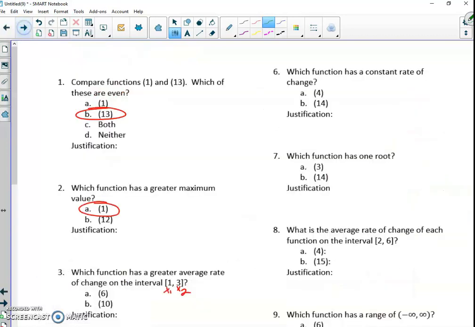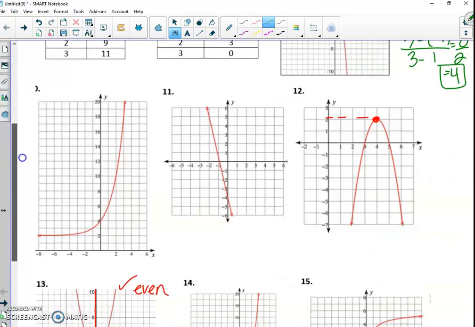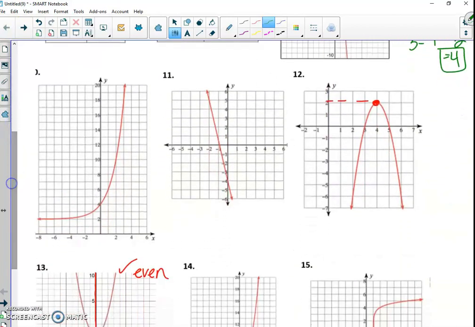What was the other function they wanted me to do? 10. So let's look at function 10, and they want me to do from 1 to 3. This one's a little easier off a graph. I'm just going to go to where x is 1, go up to the graph, and we have this point here. Then same thing, I'm going to go to where x is 3 and go all the way up. It's kind of hard to see, but I think it's up here.